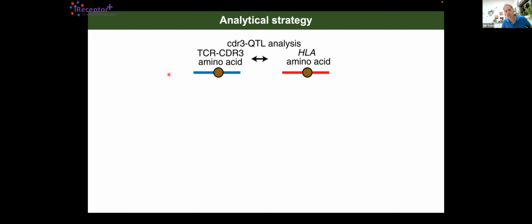What about the D gene? Did you look at the D gene as well? Oh, yeah. So actually, the D gene is included in the CDR3, so we didn't test the D gene allele versus HLA.